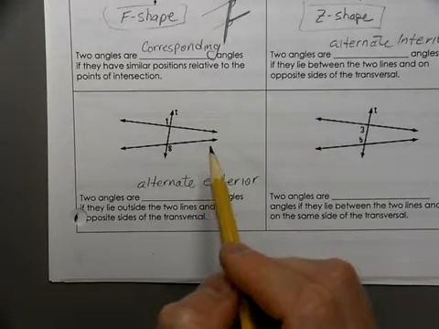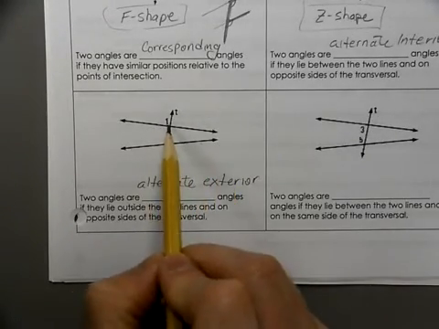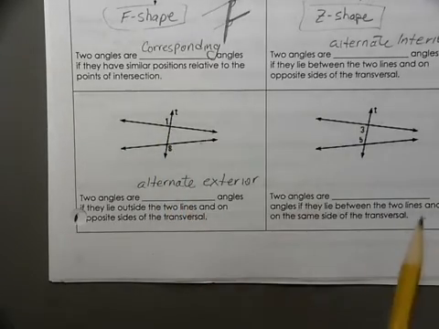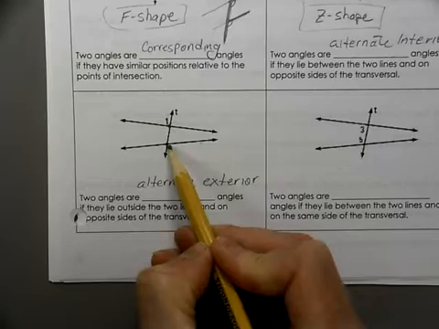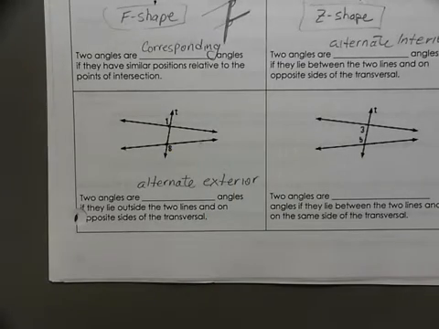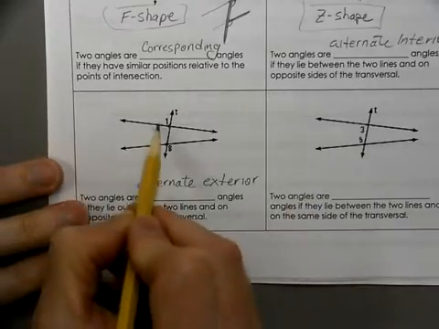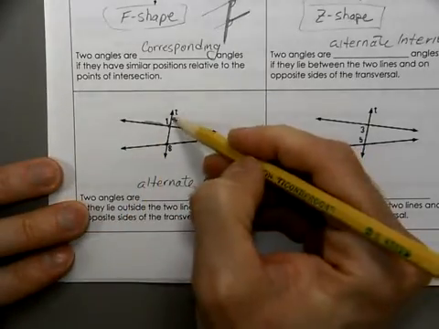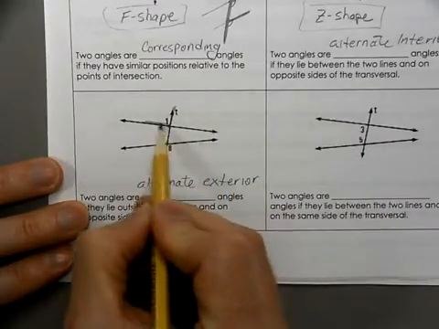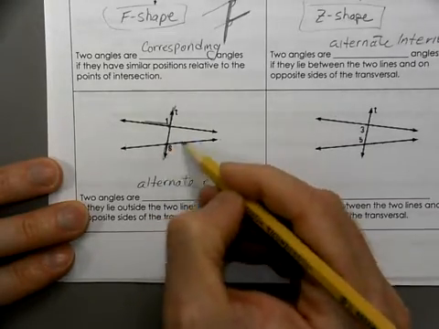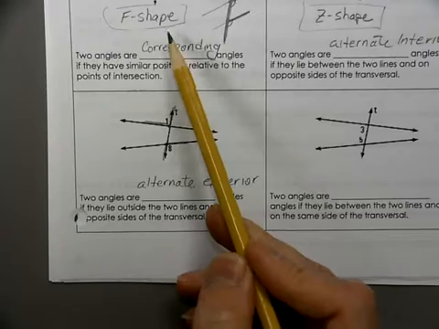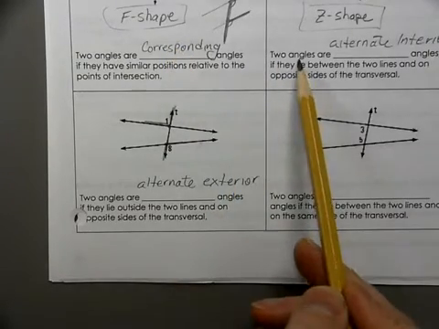Some people make a mistake and call these vertical because they're pointing essentially in opposite directions. But notice, both of these have a different vertex. If you trace out the letters, if you trace out the angles, they don't make a letter. Not like the F shape did or the Z shape.